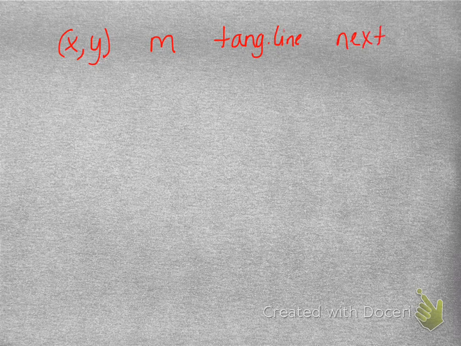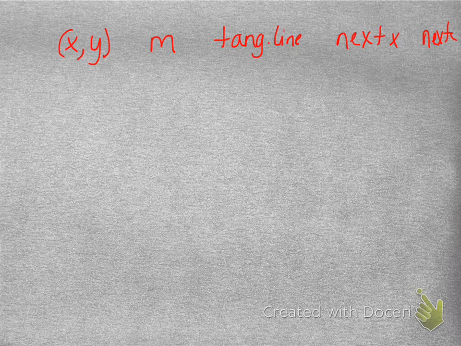You start off with what x and y are, then you find the slope, then you write the equation of the tangent line, and then there's something called next x and next y. So that's the table that you memorize, and that's what you're going to need in order to approximate the solution.